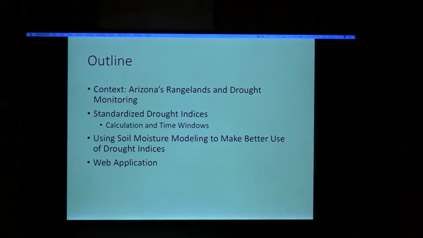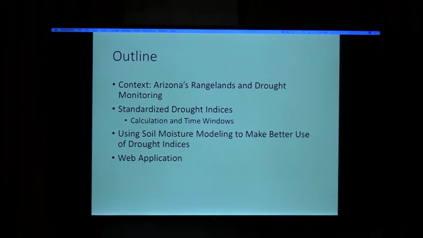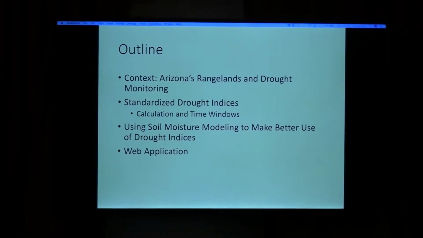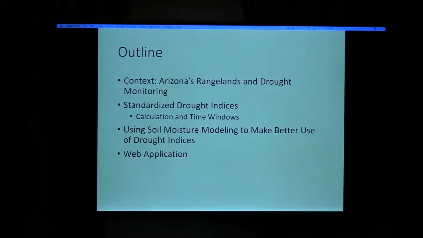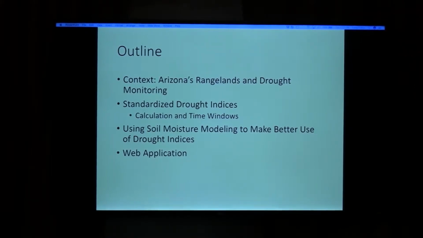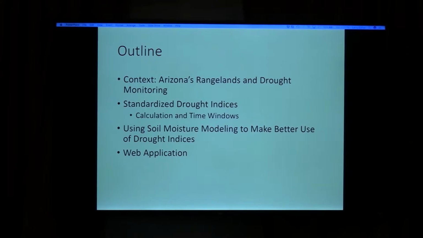In today's talk, I'm going to be going over 4 major key points. First, just a little bit of context about Arizona's rangelands and why monitoring drought on them is important. Then I'm going to talk extensively about standardized drought indices, because they're the main type of index that we're using for our soil moisture modeling project, specifically how they're calculated and this idea of different time windows that they can be calculated at. And then I'm going to talk about our actual soil moisture modeling project, where we're trying to compare modeled soil moisture with commonly used drought indices to see how well they're correlated. And then if I have time at the end, I'm going to talk about a web application that we're developing, and we'll display these results to the public.